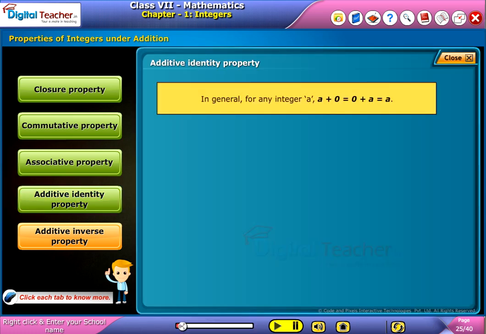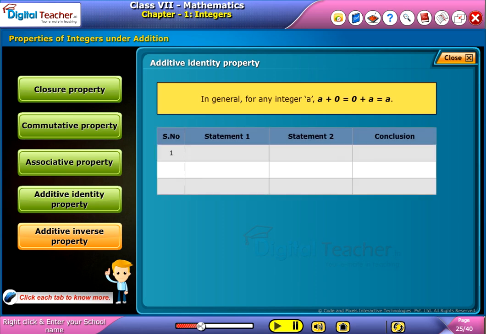Additive identity property defines that for any integer a, a plus 0 is equal to 0 plus a is equal to a. In the first statement, minus 9. In the second statement, 0 plus of minus 9 is equal to minus 9, and it concludes that a plus 0 is equal to 0 plus a is equal to a.